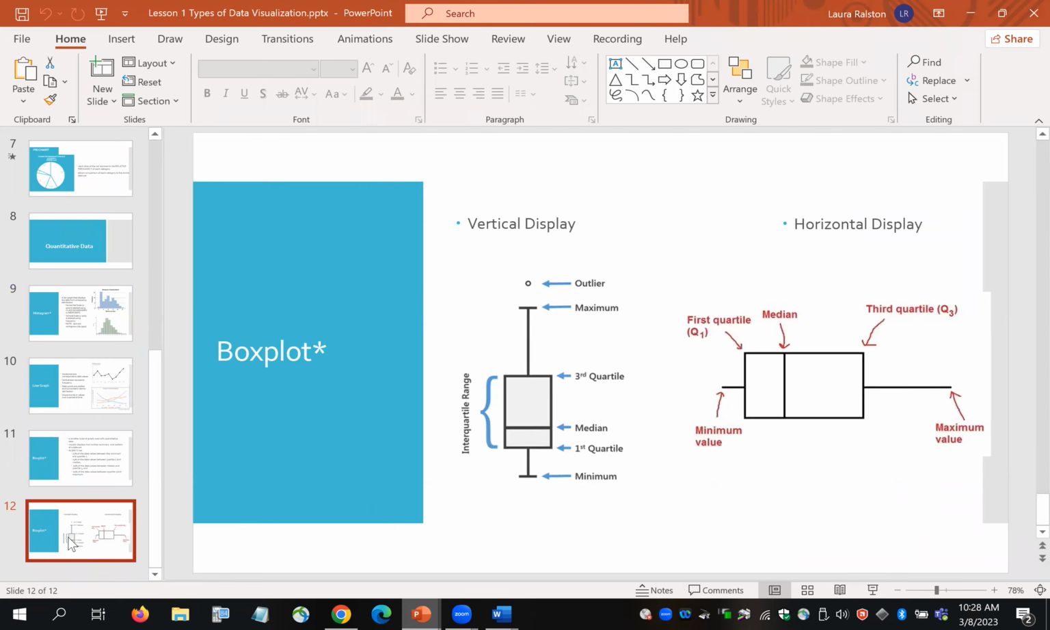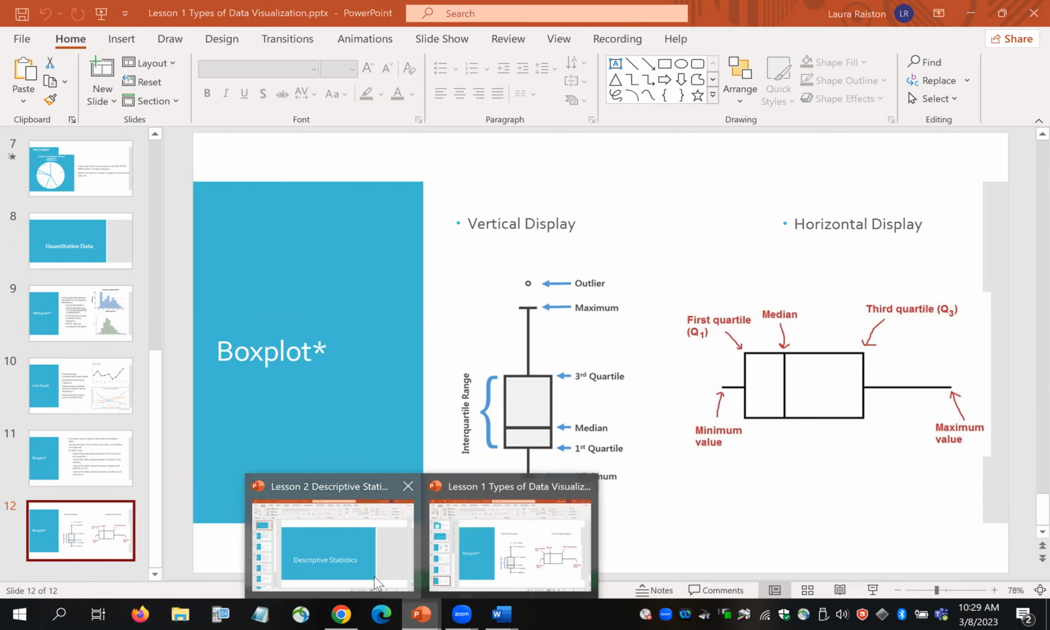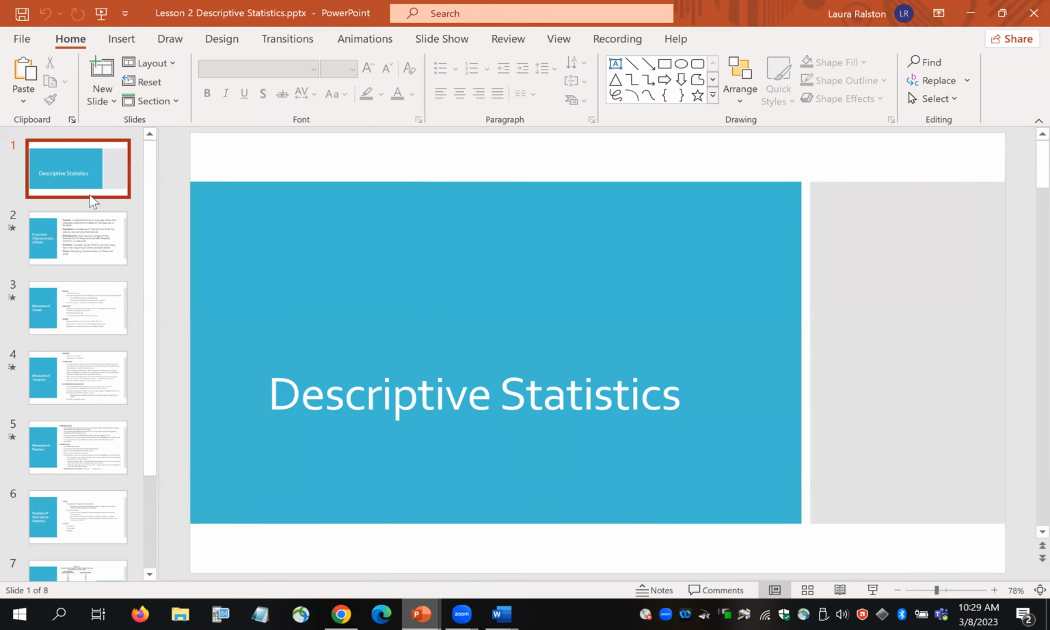I will show you how to do those a little bit later, because we need some more information before you can interpret or summarize the box plot or even the histogram. So I need to give you some more information first, and that information is going to come in our discussion of descriptive statistics. Okay.